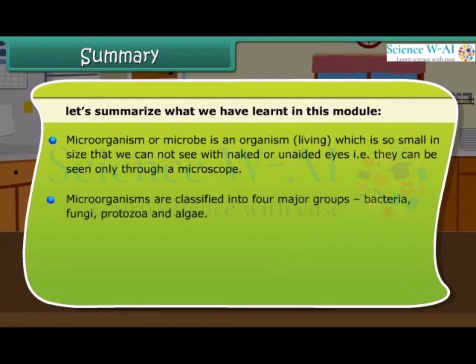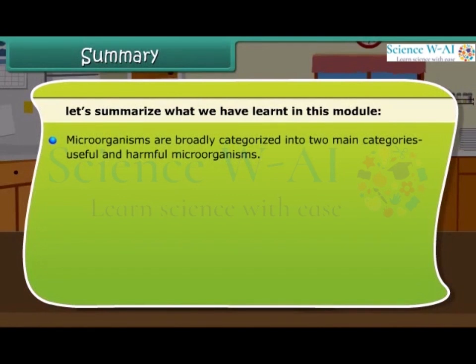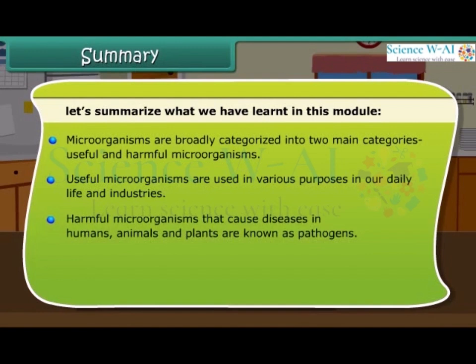Microorganisms are classified into four major groups: bacteria, fungi, protozoa, and algae. Microorganisms can survive in different environmental conditions like water, soil, hot springs, and mountains, etc. Microorganisms are broadly categorized into two main categories: useful and harmful microorganisms. Useful microorganisms are used for various purposes in our daily life and industries. Harmful microorganisms that cause diseases in humans, animals, and plants are known as pathogens.